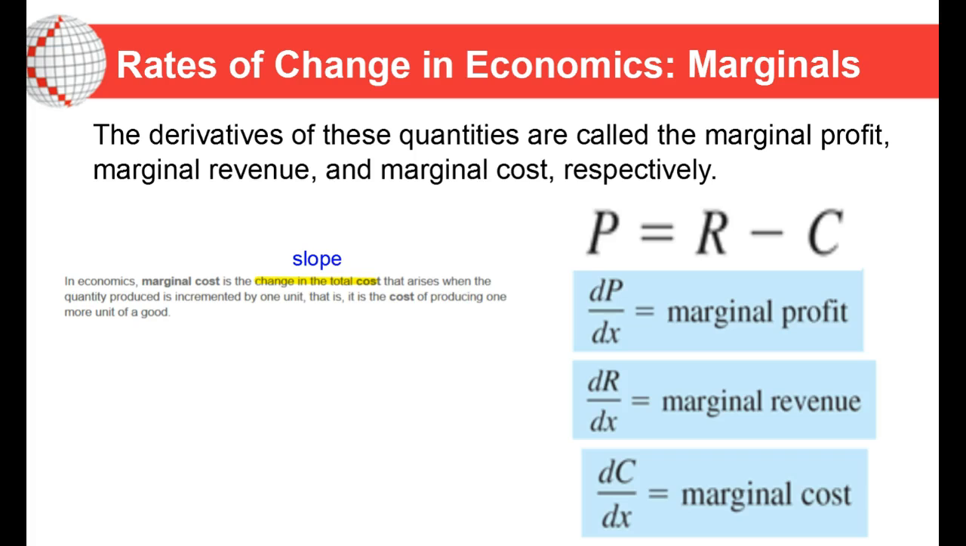So the derivatives of the profit, revenue, and cost are called marginal profit, marginal revenue, and marginal cost. Now remember, marginal just means slope. It's the change in the total cost if you increment by 1 unit. So I'm going to increase the quantity by 1 unit, and then I'll have 2 points, and I can find slope. And remember, whenever you're finding slope, that's the rate of change in the total cost, and that's the derivative.